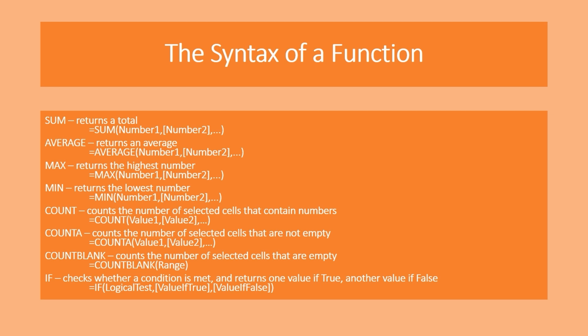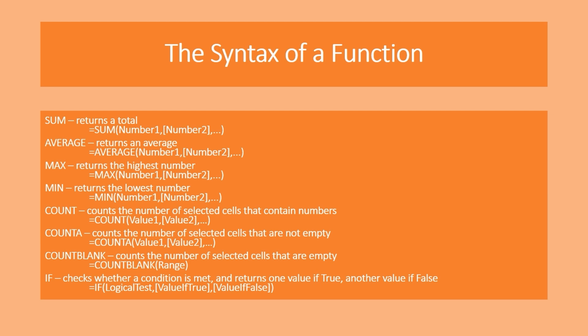The average function returns an average, and it has the same syntax as the sum function, except it's the average function. The max function returns the highest number. Again, same syntax. And min returns the lowest number. And then you have count. And there are actually 3 variations of count that we're going to discuss. Sum, average, max, min, and count are the 5 most common functions in Excel.